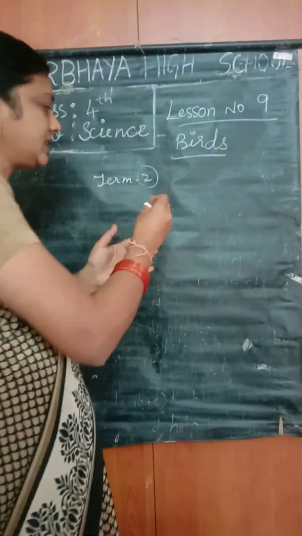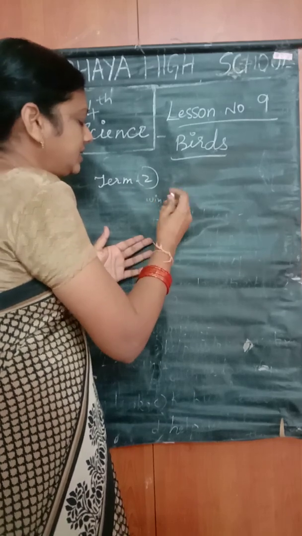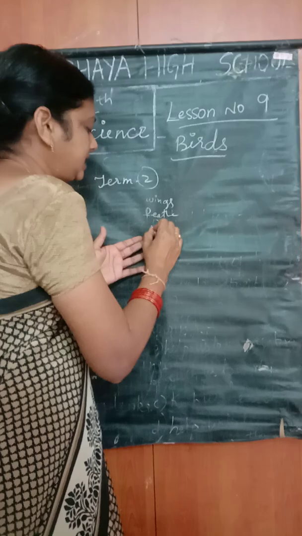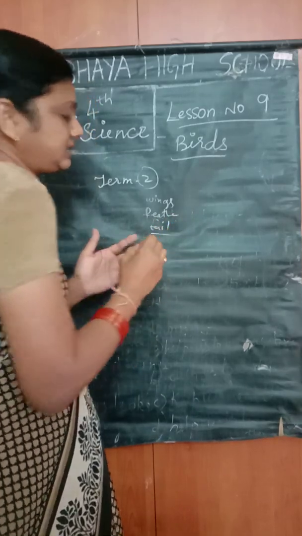And birds like the ostrich cannot fly. Can it fly? No, it cannot fly. All birds have beaks. First, what we learned, children? It has wings, feathers, and a tail. And now, all birds have beaks.